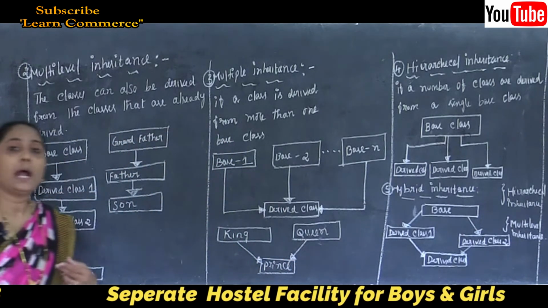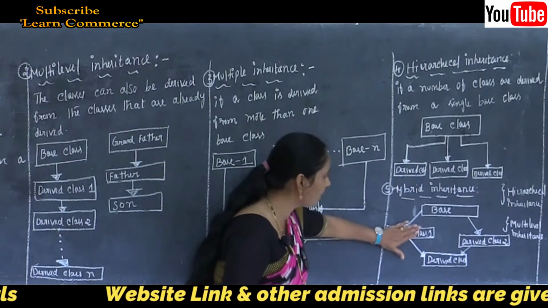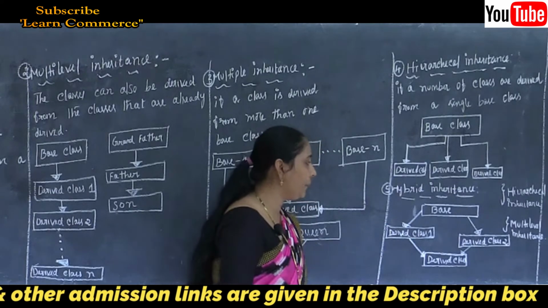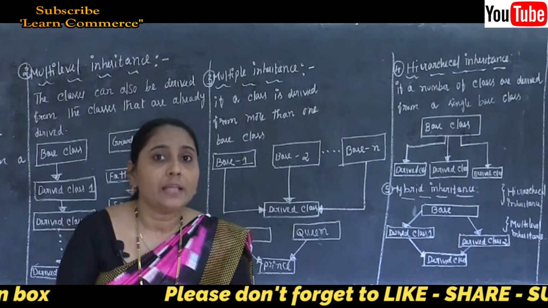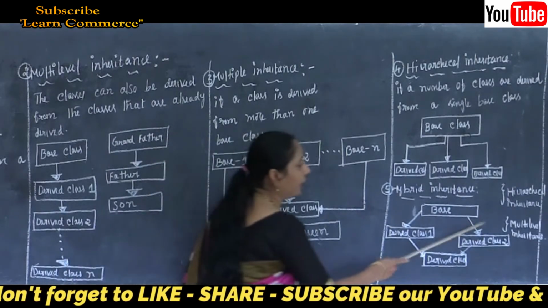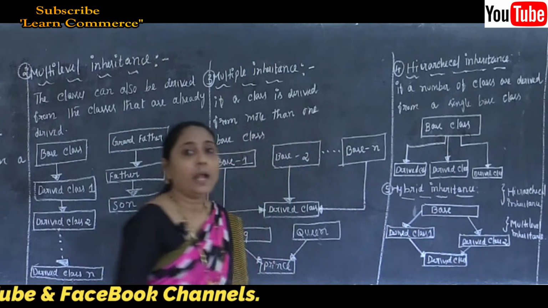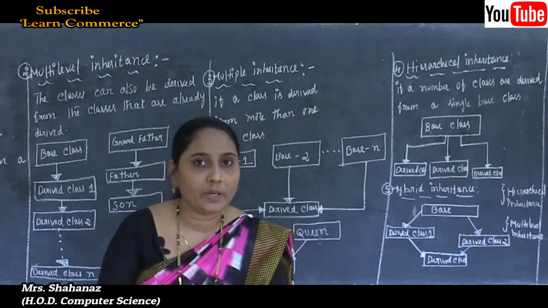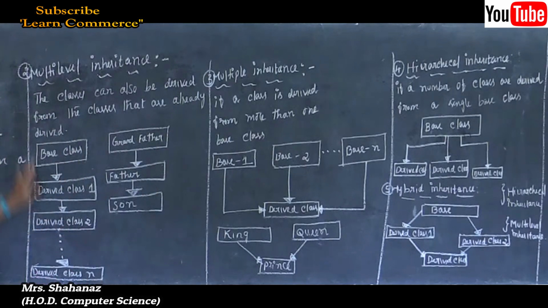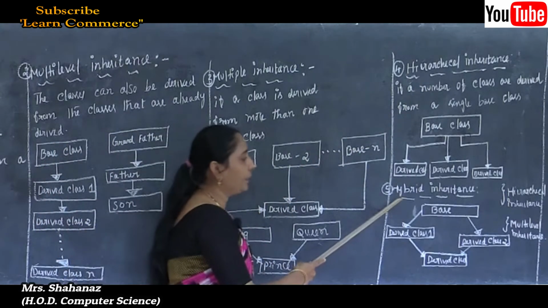And finally, the final type of inheritance is called hybrid inheritance. Now what about hybrid inheritance? This is the diagram for our hybrid inheritance. Hybrid inheritance means the combination of multi-level and hierarchical inheritance. The meaning of hybrid is combination. So it is the combination of multi-level inheritance and hierarchical inheritance. This is called hybrid inheritance.